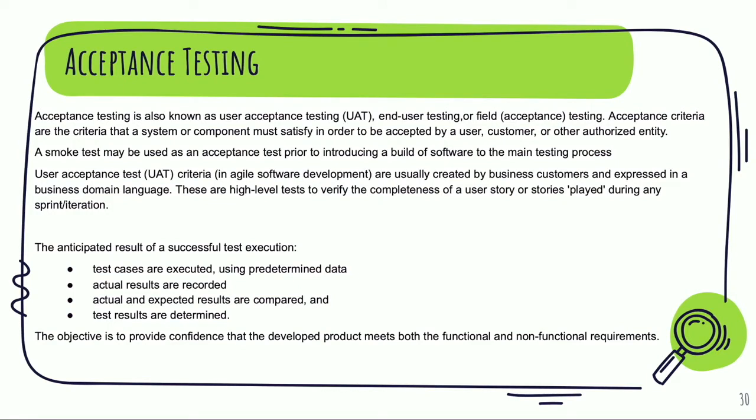Acceptance testing criteria are the criteria that a system or a component must satisfy in order to be accepted by a user, customer, or authorized entity. So basically, in acceptance testing, the end user is going to accept the product, accept the requirement, accept the user stories that have been designed during the software development life cycle after testing has been done. So it is the last stage of testing.